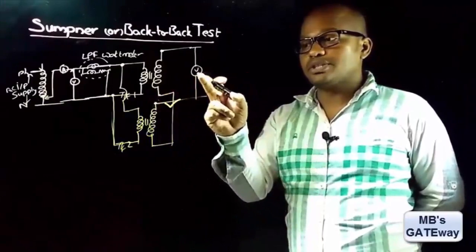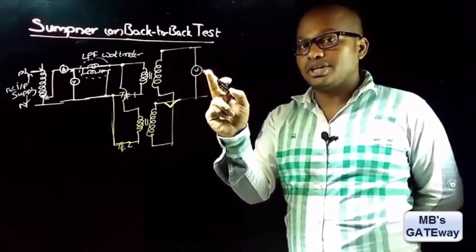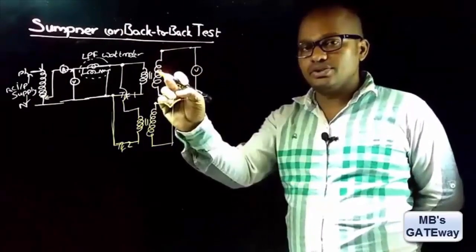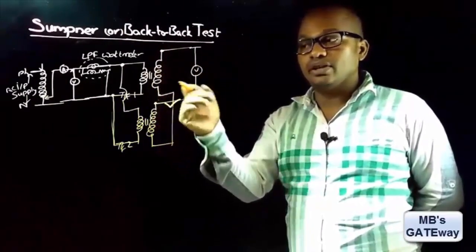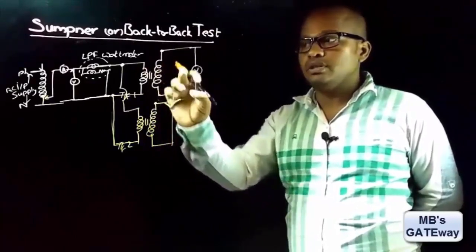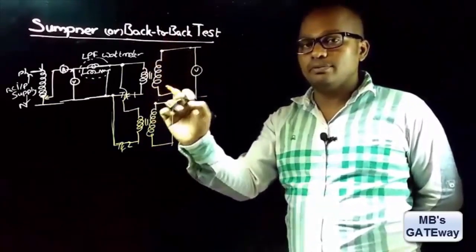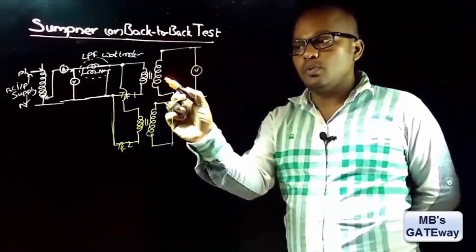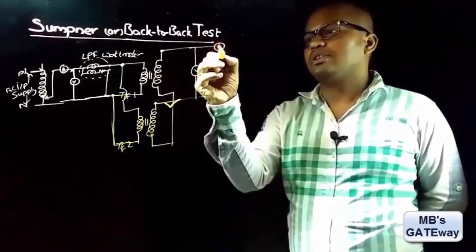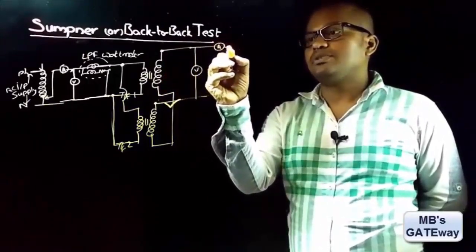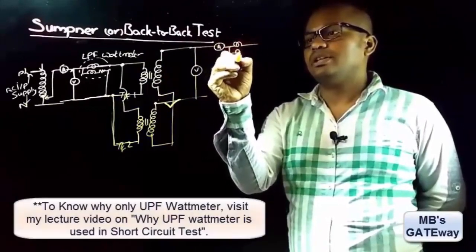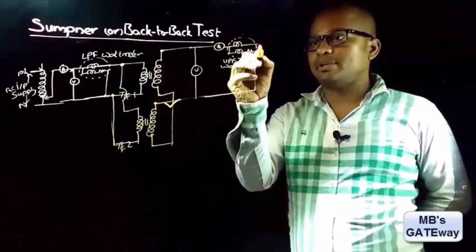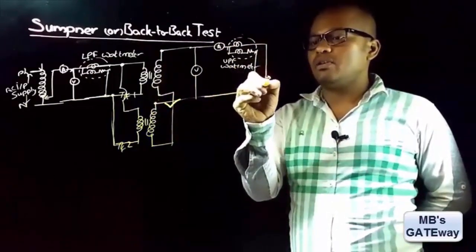And the important point that you must keep in mind here is that the voltmeter range must be double the voltage rating of this transformer, because if V is induced here and V is induced here, and they are not connected in series phase opposition, then the voltage between this point and this point will be 2V. Therefore, the voltage range of this voltmeter must be double the voltage rating of this side. And to measure the current, we are connecting an ammeter, and to measure the power, we are connecting a UPF wattmeter here. And the secondaries of these transformers are supplied by an auxiliary source.